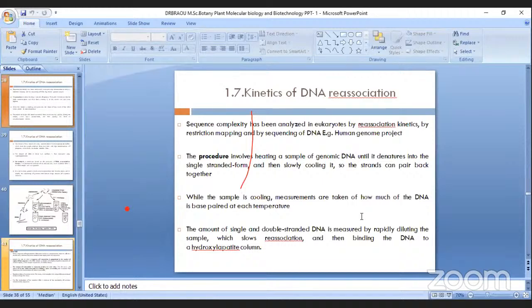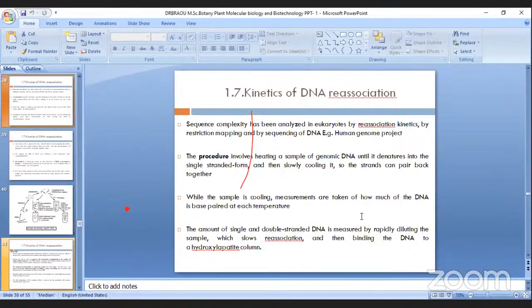Next, kinetics of DNA reassociation. Now we'll see what DNA reassociation is. The sequence complexity has been analyzed in eukaryotes by reassociation kinetics, restriction mapping, and sequencing of DNA. By using these, the complexity of eukaryotic DNA has been analyzed, for example in the Human Genome Project. These made the studies of sequencing quite clear and simple.